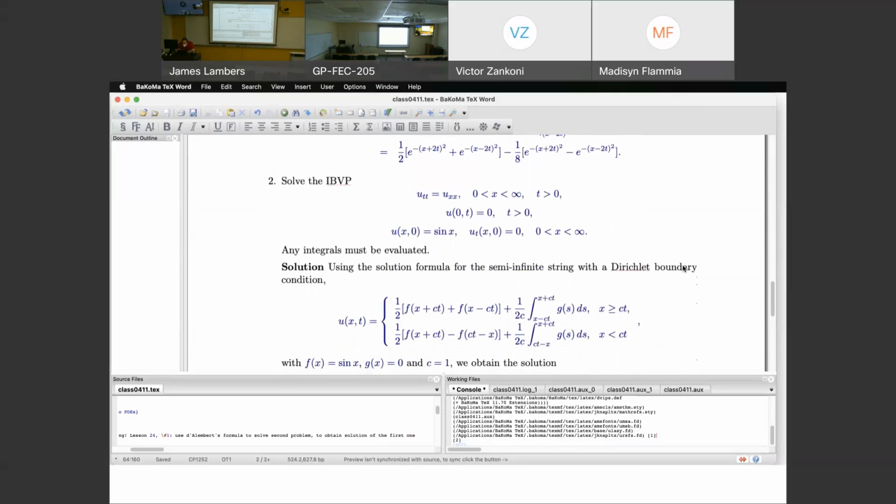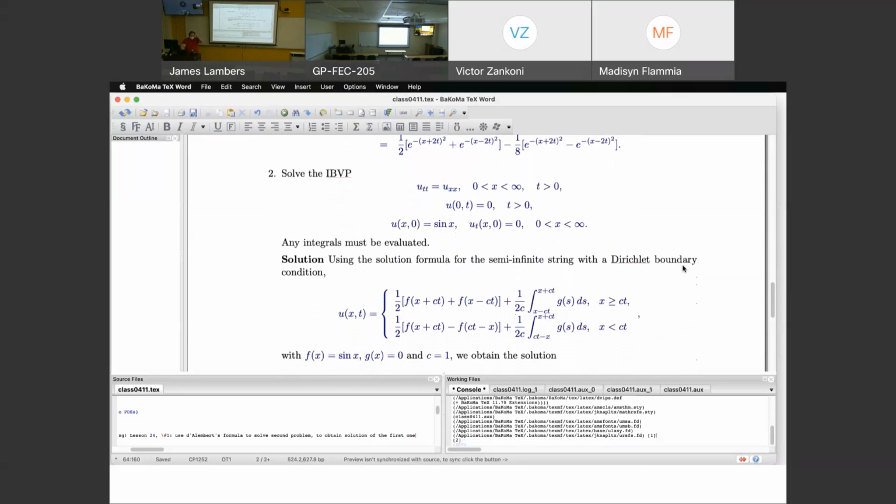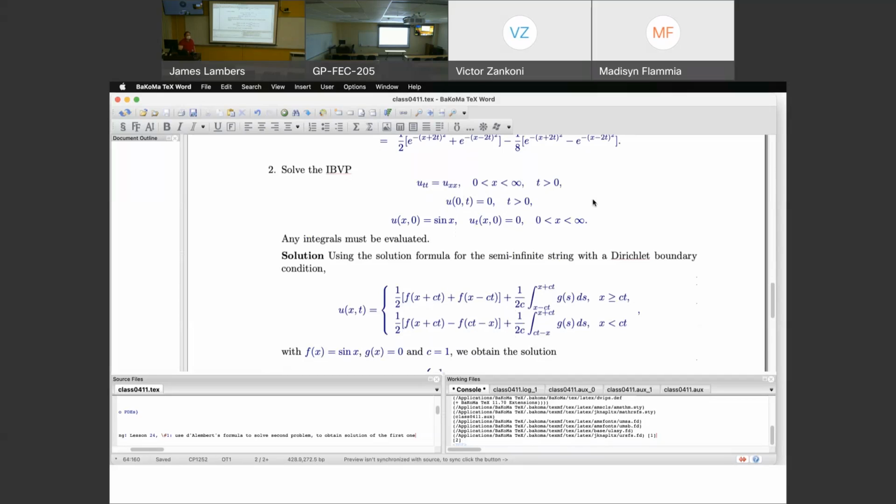Okay, the second one, semi-infinite string. So you have a boundary condition to deal with. That's what's covered in lesson 18. So d'Alembert's formula by itself doesn't work, but a variation of it does.